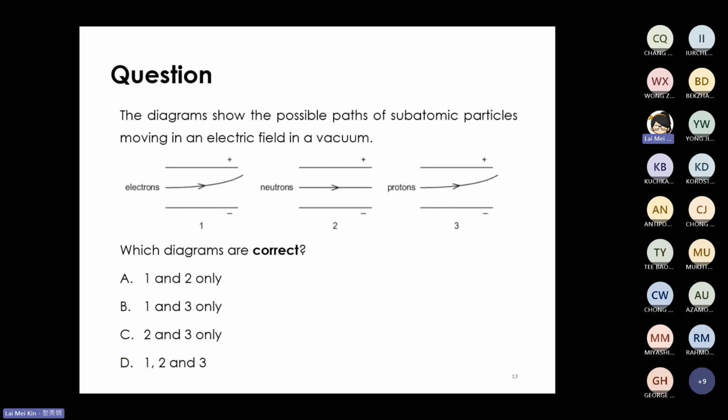Okay, so this question, all the diagrams show the possible deflection of subatomic particles in an electric field. So which of the diagrams are correct? I'll give you guys 1 minute to go through.